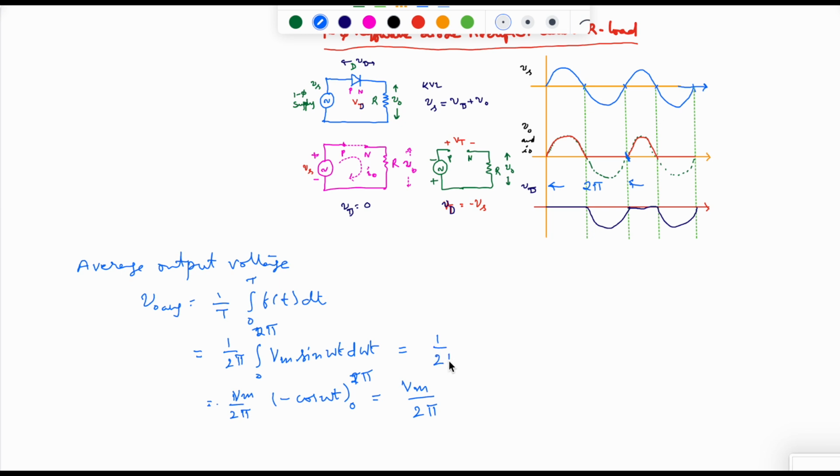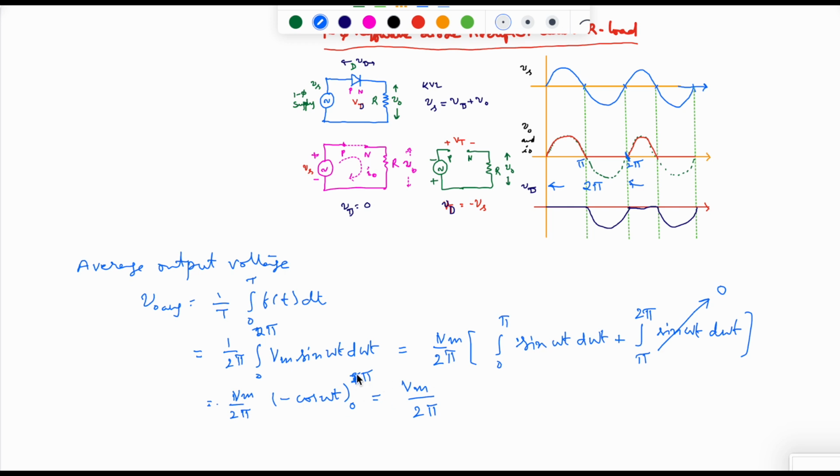So 1 by 2 pi integral 0 to pi, let me take Vm out, sin omega t d omega t plus integral pi to 2 pi sin omega t d omega t. So in this case we have already seen pi to 2 pi. So this is pi and this is 2 pi. So pi to 2 pi, this value is 0. So I can take this value as 0 and this part only remaining.